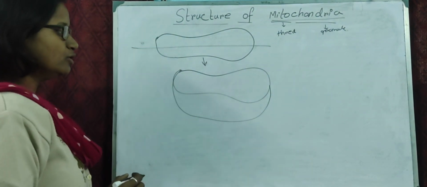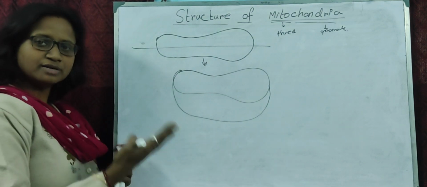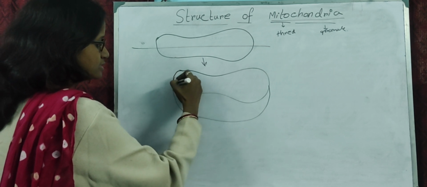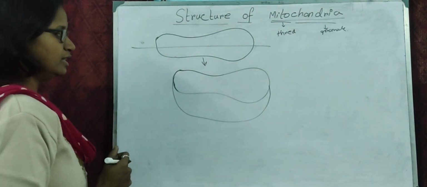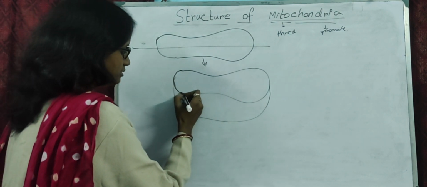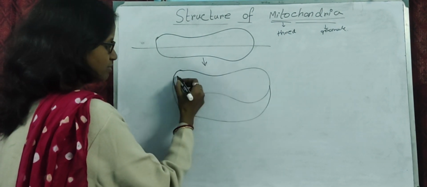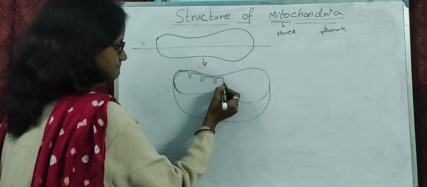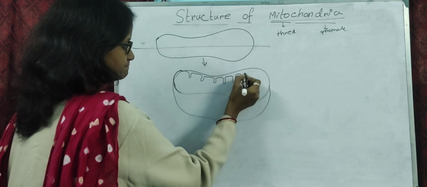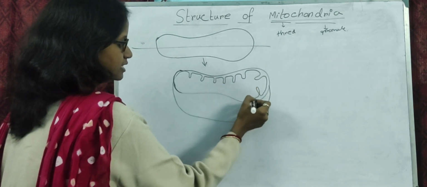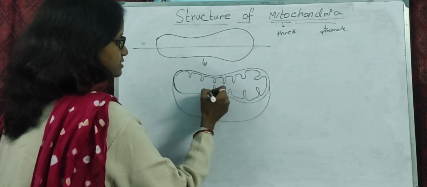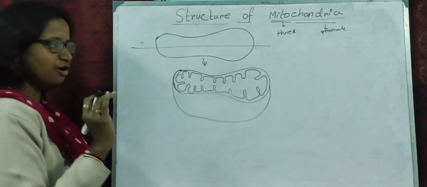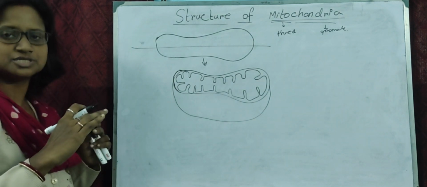Now look, it has two membranes, outer membrane and inner membrane. The outer membrane is freely permeable, but the inner membrane, this is the outer membrane, and this is the inner membrane. The inner membrane has infoldings. These are called infoldings. They form finger-like projections.